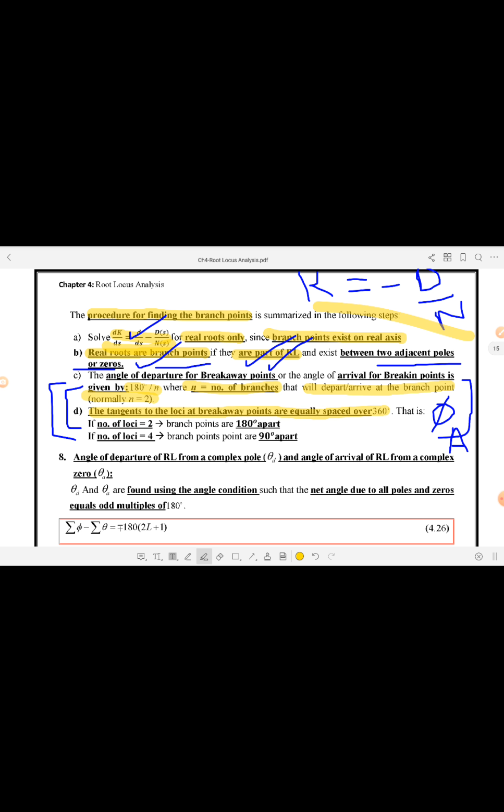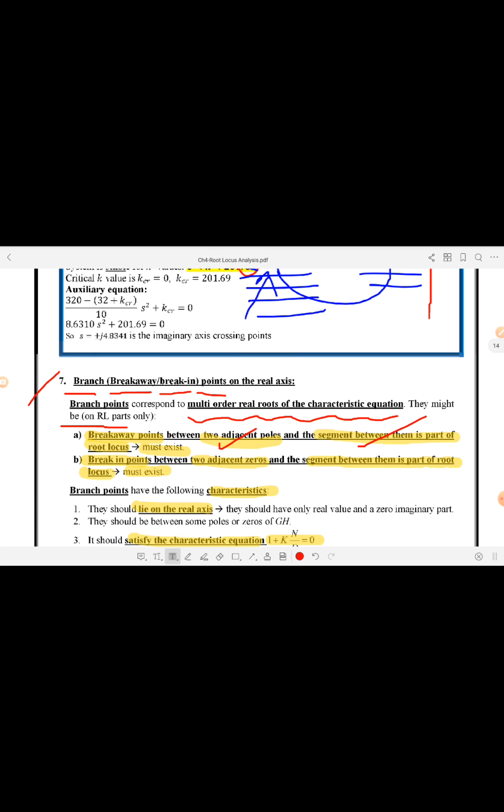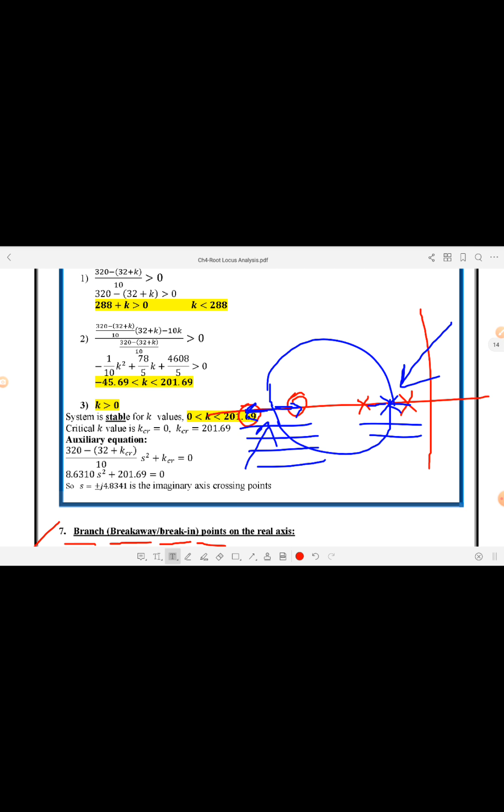The tangents to the loci at the branch points are equally spaced over 360. This means that if n is equal to 2, they will be separated by 180 degrees. If n is equal to 4, they will be separated by an angle of 90 degrees. So this is exactly similar to what we have described before.